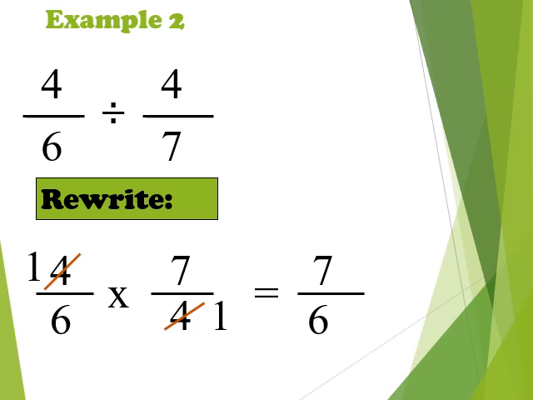Now I can rename this improper fraction as a whole number or a mixed number. But because this improper fraction, 7 out of 6, has a remainder when we divide 7 by 6, I can rename it as a mixed number. And the answer will be 1 and 1 out of 6.